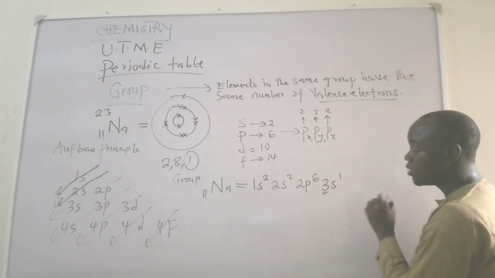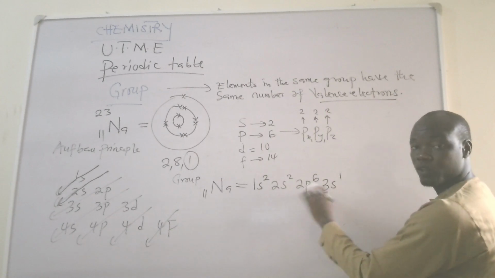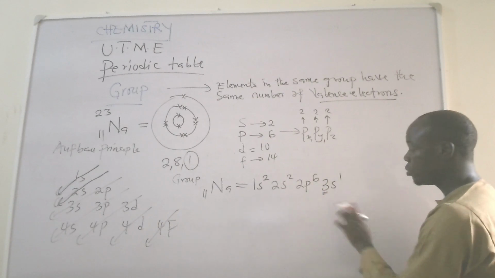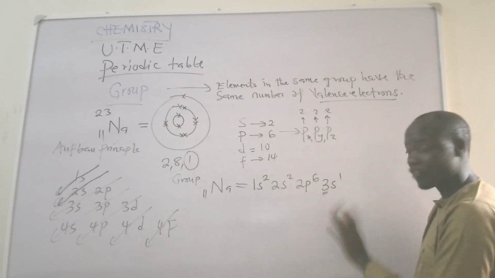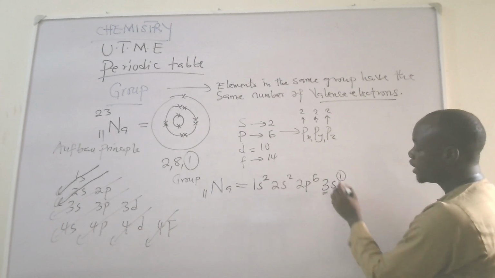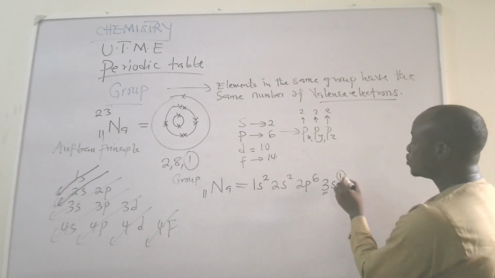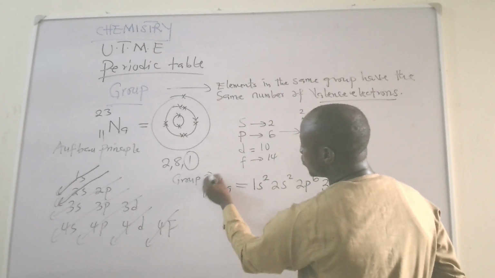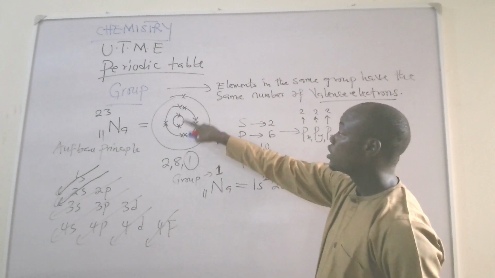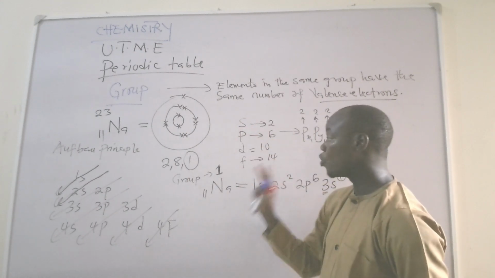Since our last energy level is 3 and the second to the last energy level is different, the energy levels of the last orbital and the second to the last orbital are not the same. So we only consider 3s. Therefore, we have one as the index. The index number of this orbital is 1. So that is why sodium is in group 1. And also, if you follow using the shells, because there is one electron on the outermost shell, sodium is also in group 1.